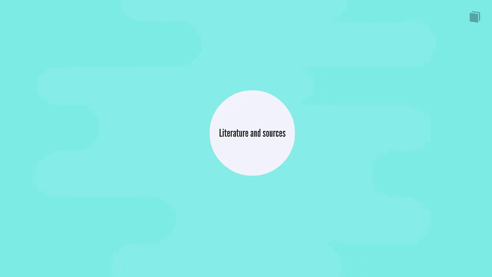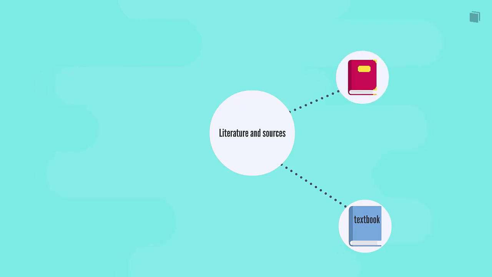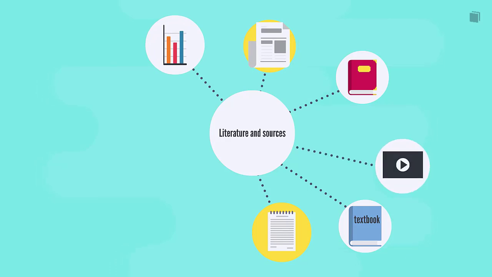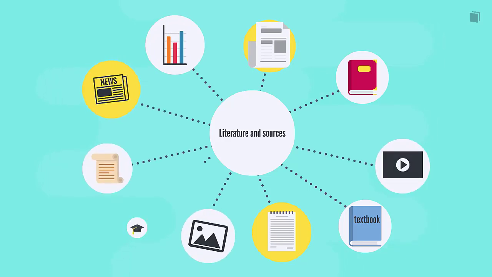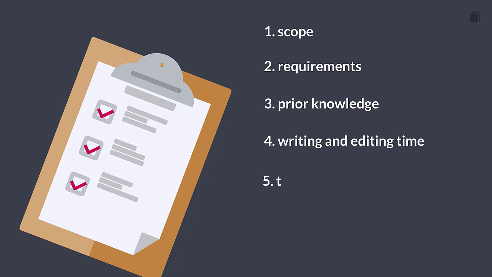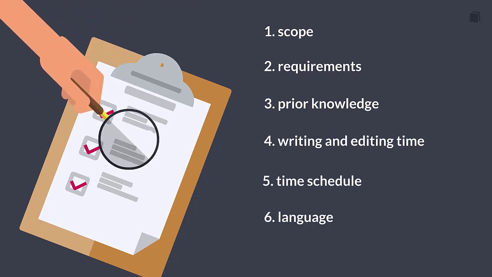There are so many different types of literature and sources of information. Textbooks, manuals, conference proceedings, journal articles, statistics, films, historical sources, and so on. What kind of literature and how much literature you need depends on many factors that are determined by the topic and the framework conditions of the assignment.